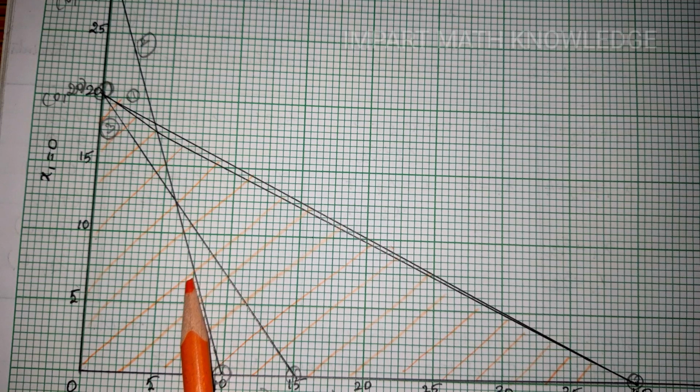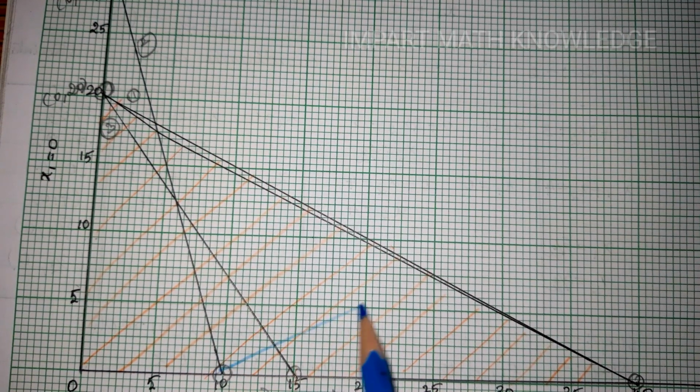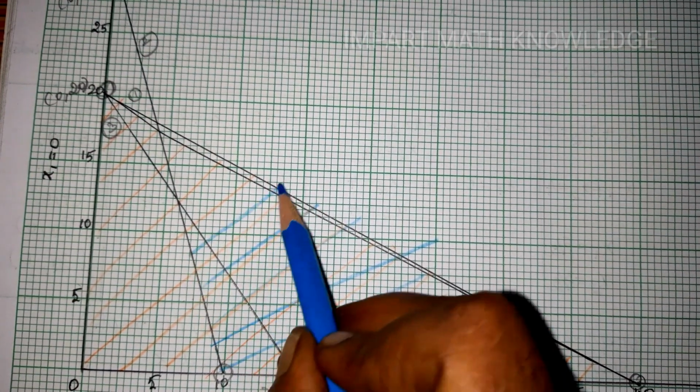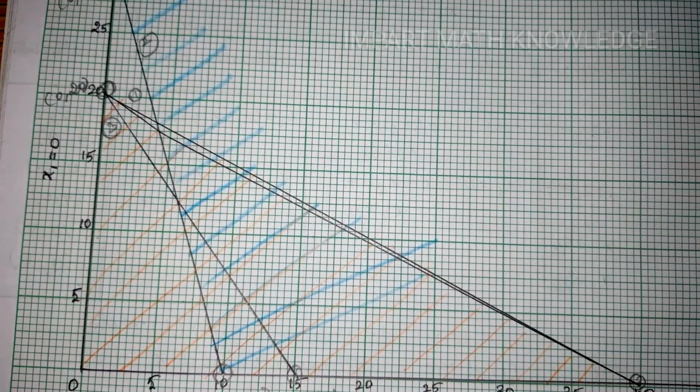If it is greater than, it means you have to shade above the line. I use some other color. So this is my second line. I use a different color. I'm shading above the line. Shade above this line. Okay.